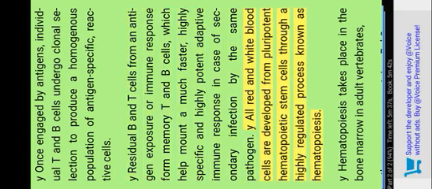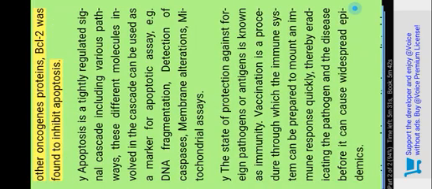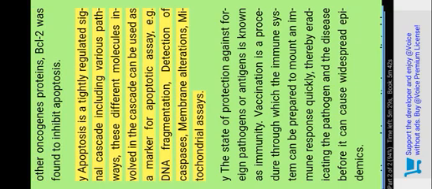Why all red and white blood cells are developed from pluripotent hematopoietic stem cells through a highly regulated process known as hematopoiesis. Why hematopoiesis takes place in the bone marrow in adult vertebrates. Like other oncogene proteins, BCL2 is found to inhibit apoptosis. Why apoptosis is a tightly regulated signal cascade including various pathways. The different molecules involved in the cascade can be used as markers for apoptotic assays, e.g., DNA fragmentation, detection of caspases, membrane alterations, and mitochondrial assays.